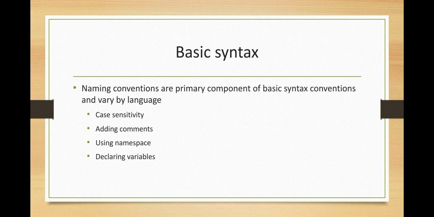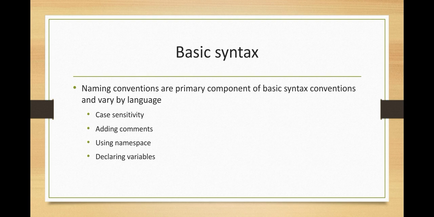We have basic syntax. Basic syntax represents the fundamental rules of a programming language. Without these rules, it is impossible to write functioning code. Every language has its own set of rules that make up its basic syntax. We have naming conventions. Naming conventions are the primary component of basic syntax conventions, and they vary by language. We have a number of conventions such as case sensitivity.